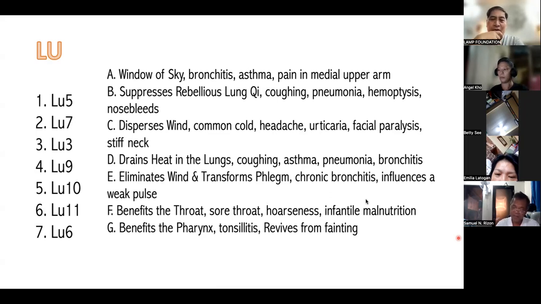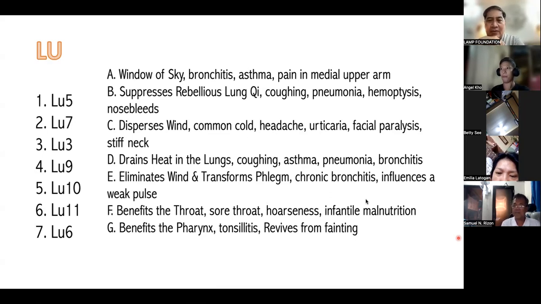Another special feature po of lung 9 is it is an influential point, and a tonification point. Lahat ng mga circulation issues naayos niya, lalo na pag malamig yung kamay.